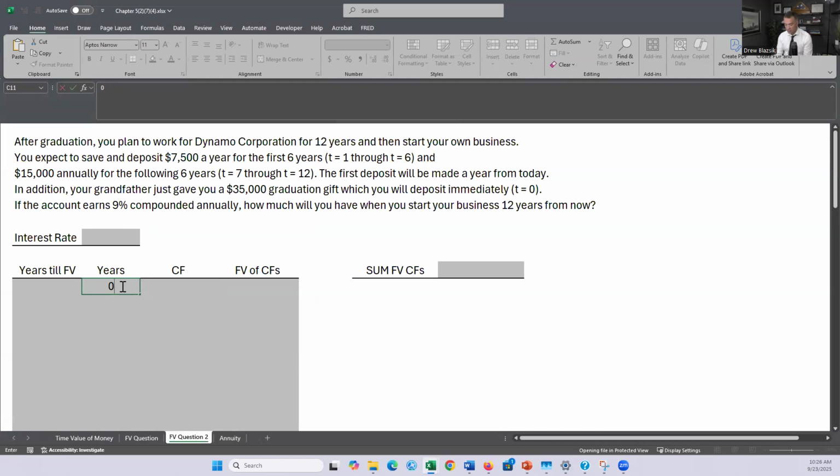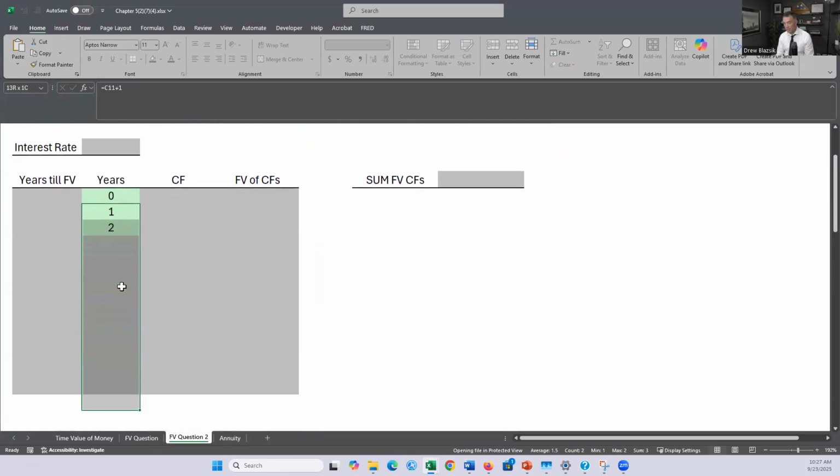So let's do our years. Well, we start at 0, 1. Oh, no, I'm going to do the same thing. I'm going to do that plus 1. So I'm doing the previous plus 1. That's a great equation. I'm just going to drag that down all the way. So we got our years.